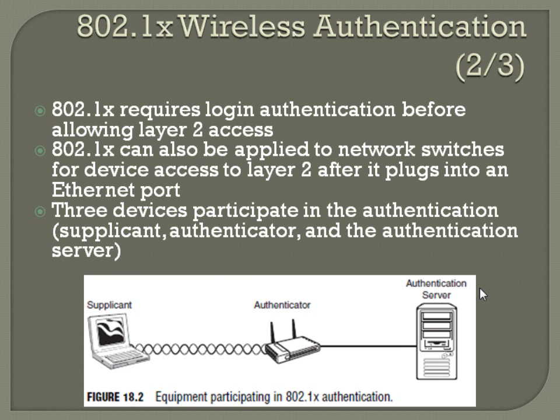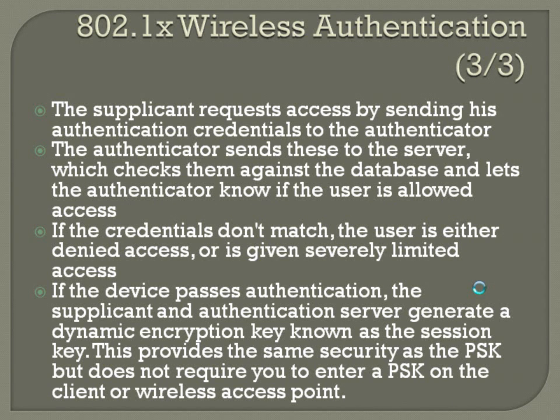So the way it works, the supplicant requests access by sending its authentication credentials to the authenticator. So the computer wants to get on, and sends those credentials to the access point that it's closest to. The authenticator access point sends these to the authentication server, which checks them against the database and lets the authenticator know if the user is allowed access. If the credentials don't match, the user is either completely denied access or is given severely limited access.